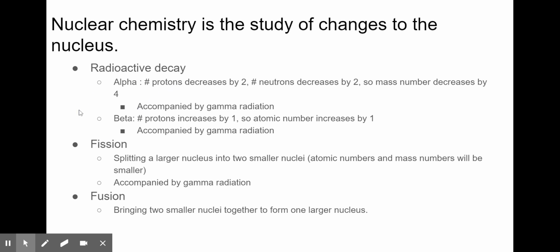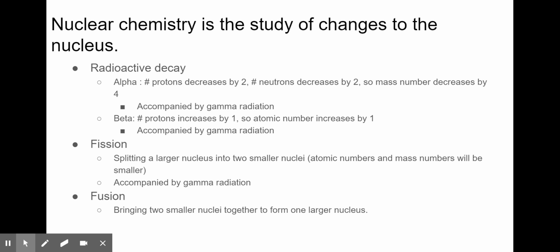This is where in alpha, the number of protons decreases by 2. The number of neutrons decreases by 2. That's why we see the mass number decrease by 4. Okay, this is something that's accompanied by gamma radiation. Beta is also accompanied by gamma radiation. Our number of protons increases by 1, which means our atomic number is going to increase by 1. Okay. In the next lesson, we'll learn more about radioactive decay.